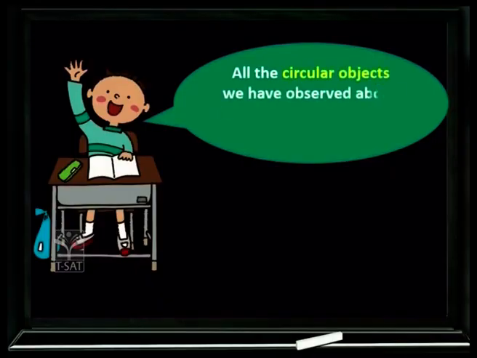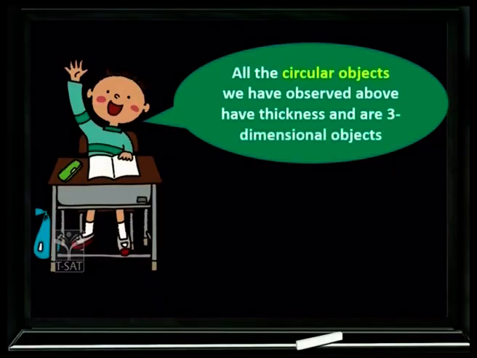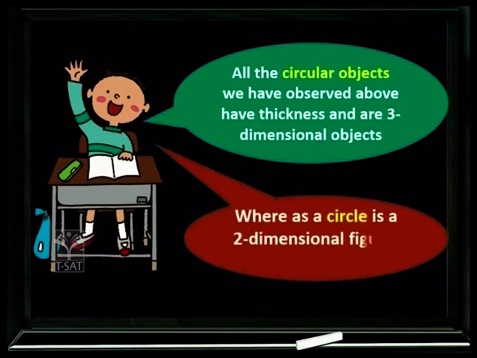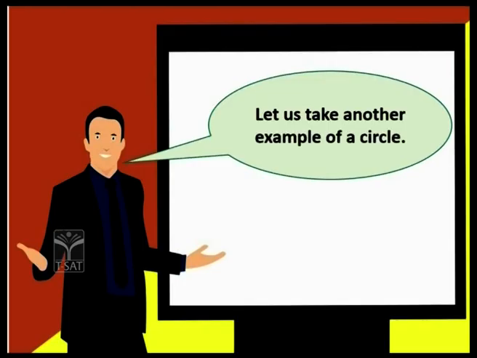All the circular objects we have observed above have thickness and are three-dimensional objects, whereas a circle is a two-dimensional figure with no thickness. Let us take another example of a circle.